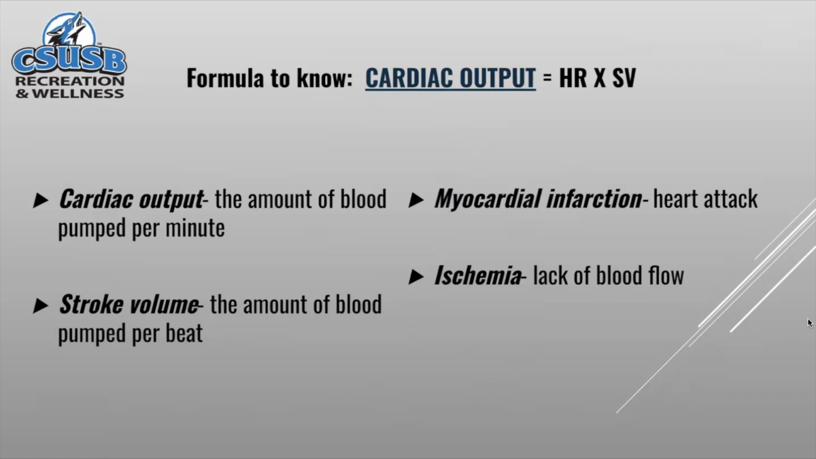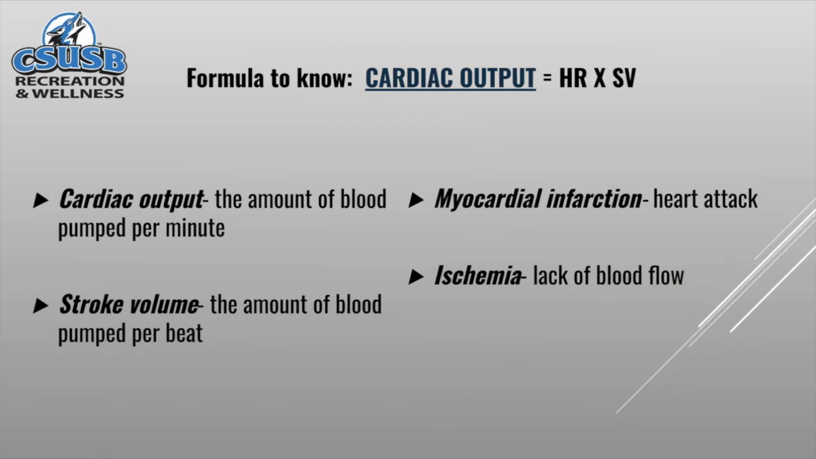So just something to know for our heart physiology, we need to know cardiac output. Cardiac output is the amount of blood that we can pump per minute, and that is a product of heart rate and stroke volume, right? So we have our beats per minute with our heart rate, and stroke volume is the amount of blood that we pump per beat, right?